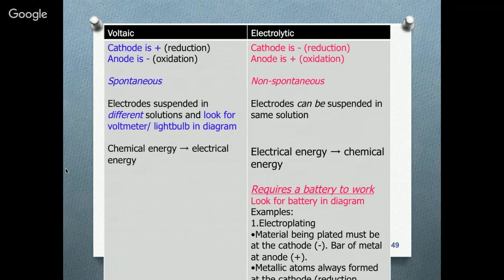When you're looking at a picture and you're not sure how to identify them, for voltaic, look for two separate beakers. Look for a voltmeter. Look for a light bulb or something like that to indicate that it's voltaic. For electrolytic, it could happen in the same solution. So if you see one container, it's going to be electrolytic. Voltaic, it's chemical to electrical. Electrolytic begins with E, ends with C. It's electrical to chemical. You should know examples of electrolytic cells like electroplating, where the object, the spoon, the fork, the key, whatever the object is, is the cathode and it's negative, and the anode is whatever else is in the beaker with it and is positive.